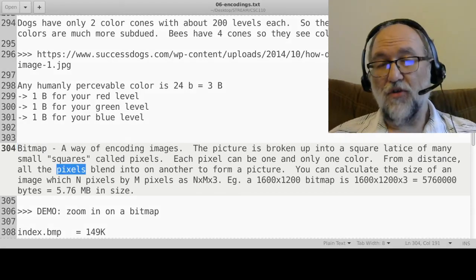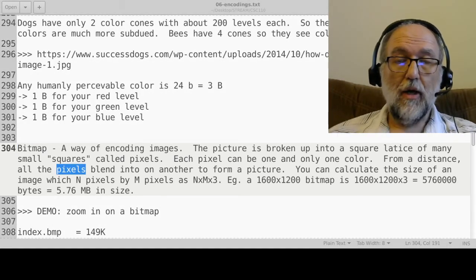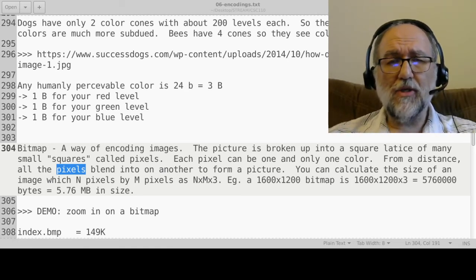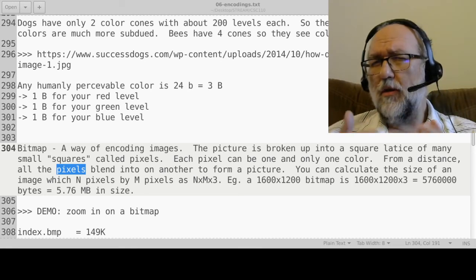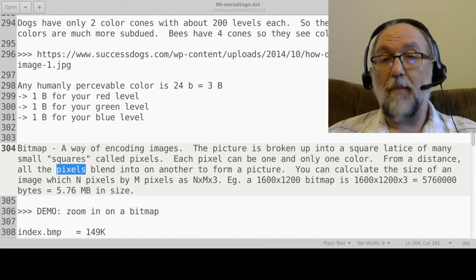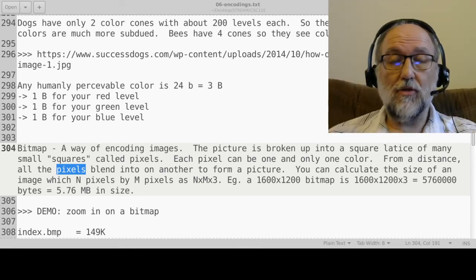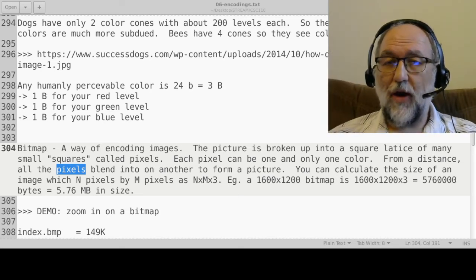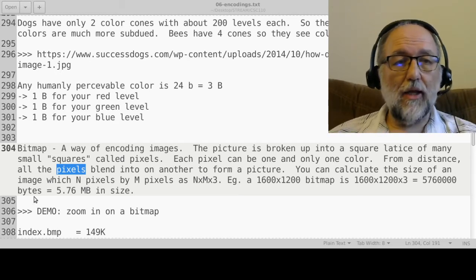You might have heard that term, because if you buy one of those cameras that look like the old 35mm cameras, they're called SLR cameras, and you might read the box and it says 8 megapixels. It means 8 million pixels. It means each picture is made up of 8 million little squares. Each square is a pixel, and they form a grid. So let's take a look at that.